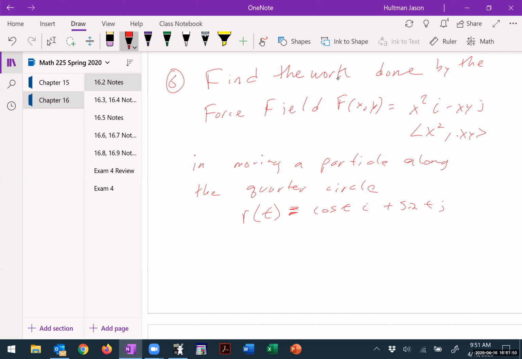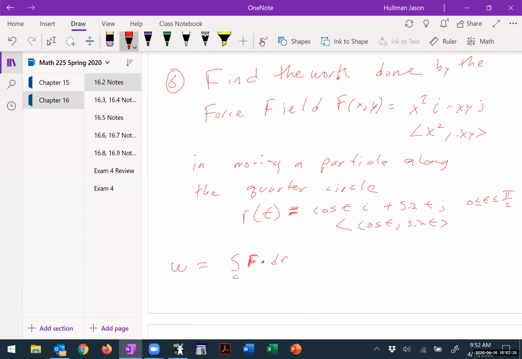Wouldn't that be that? And so again, if the i's and j's mess with your head, that's fine. Just go cosine t, sine t. This is along the unit circle. And what's t going from? T is going from 0 to pi over 2. So what does this tell me? It's telling me that the work done is equal to the integral of force dot dr.